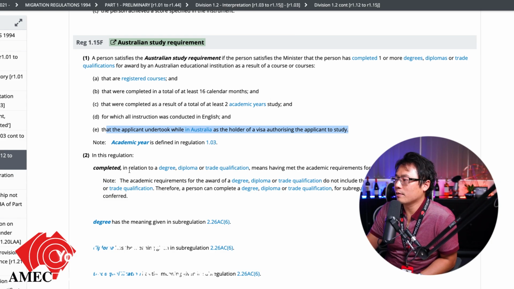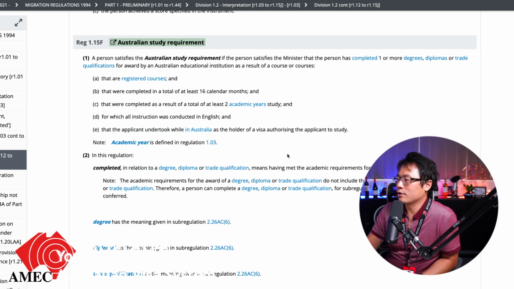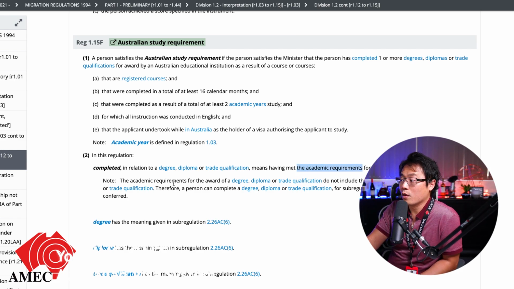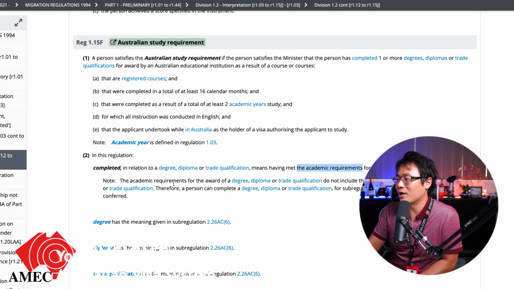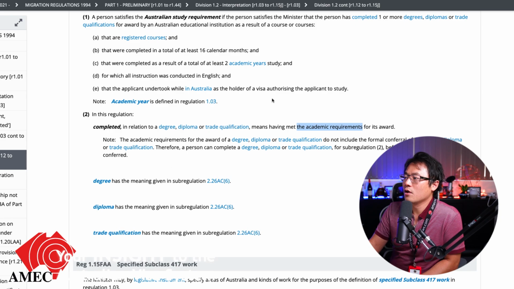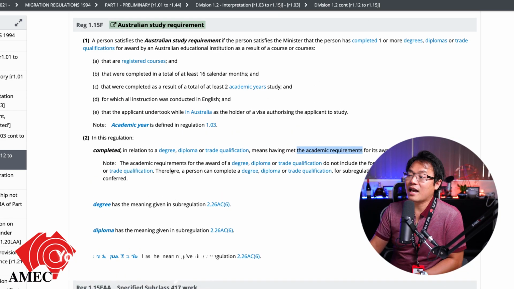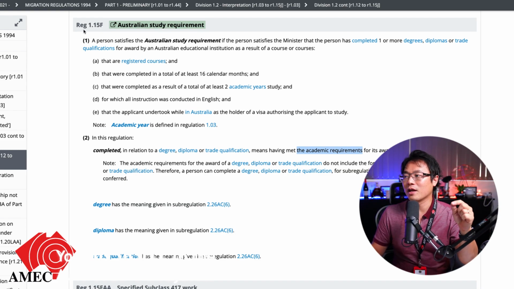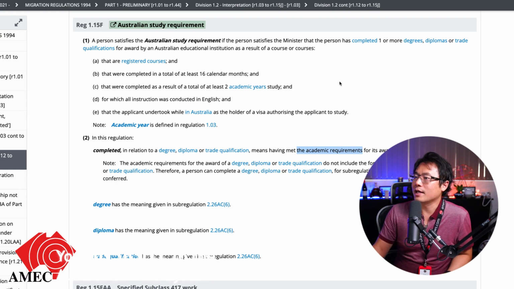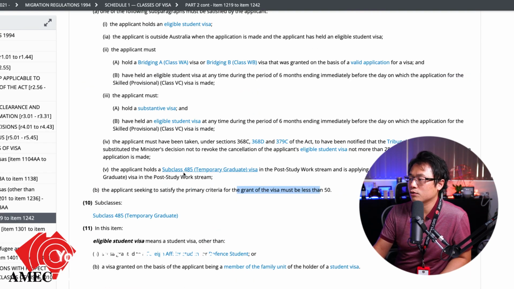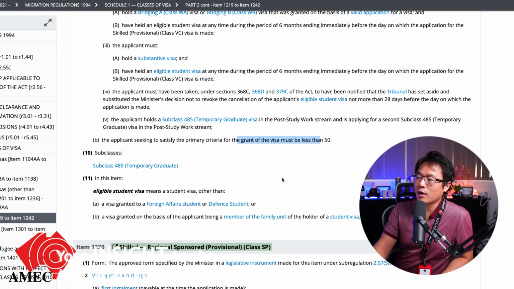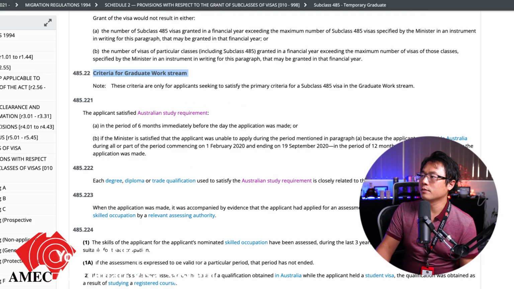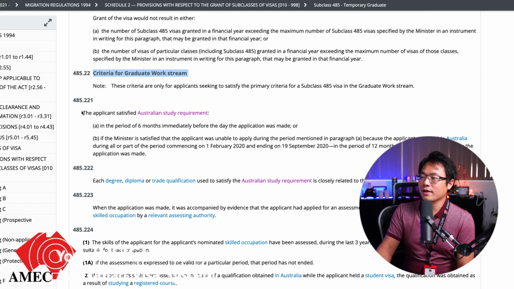Okay, in this regulation, completion in relation to a degree, diploma, and trade qualification must have met the academic requirement for its award. That means you have completed, you got graduated, you got graduation certificates. So that's what they're trying to achieve here, and these are the actual law and definition for the Australian study requirement under regulation 1.15F. Okay, now let's go back to schedule 2. Now, so we understand the graduate visa, graduate work stream. This is the item schedule 1. Okay, so we got that done.